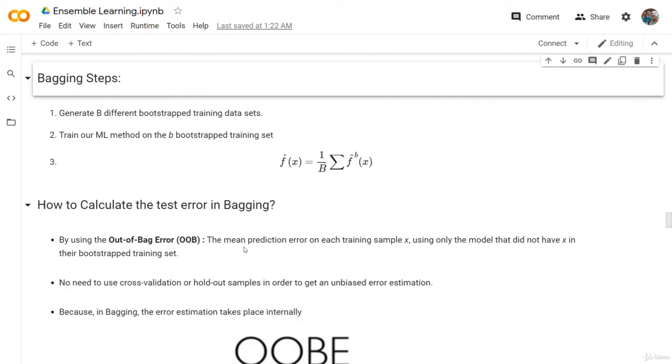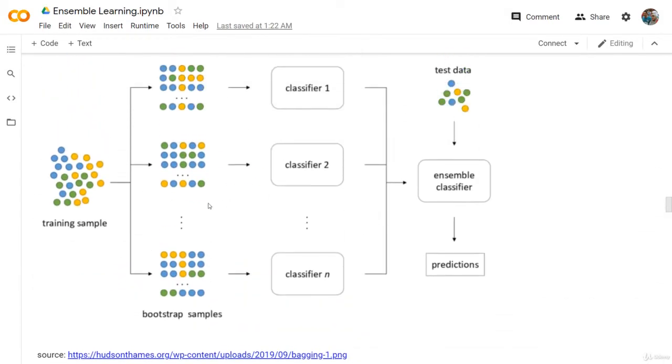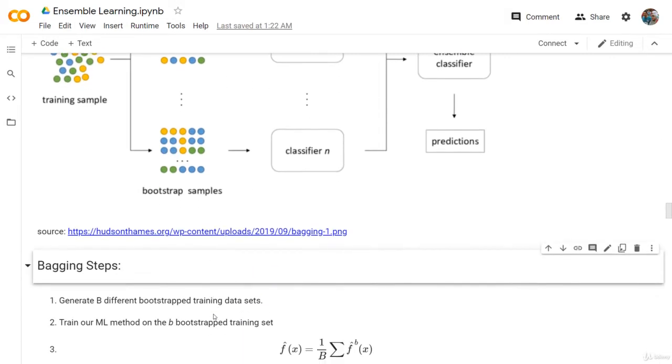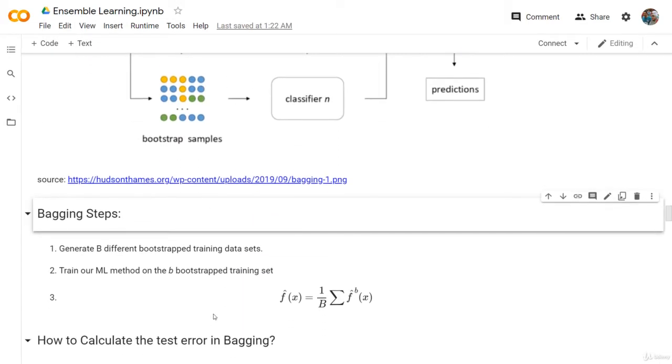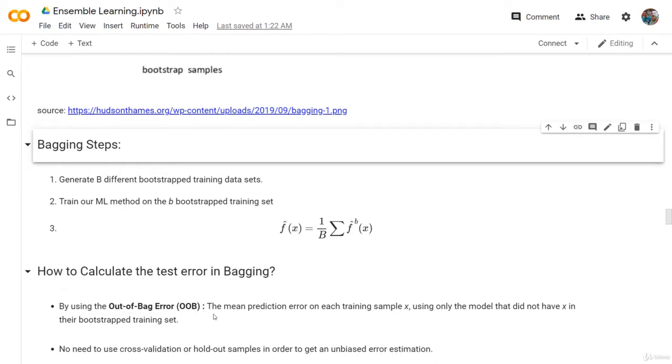As you can notice, the samples can be duplicated. The same sample here can be used again here, and then again here, and so on. So the out-of-bag error addresses this problem. How? Using the out-of-bag error, the mean prediction error on each training sample is calculated using only the models that didn't have X, or this training sample, in their bootstrap training set, okay?